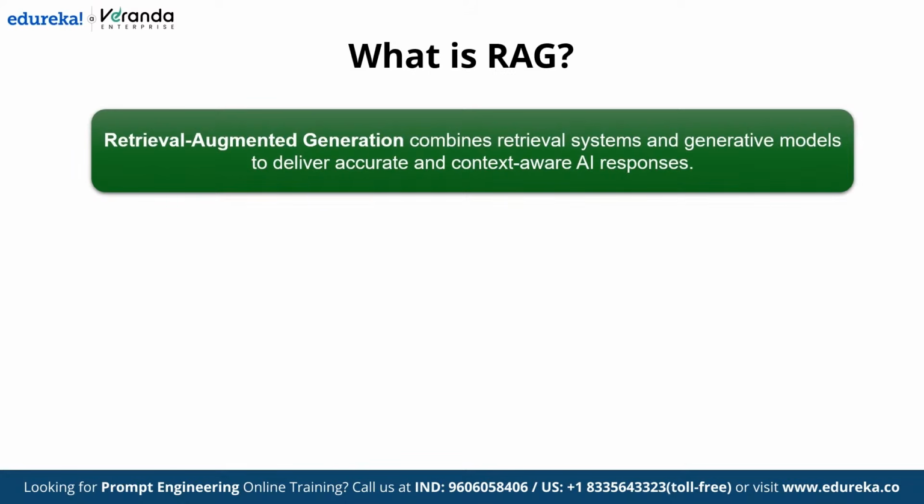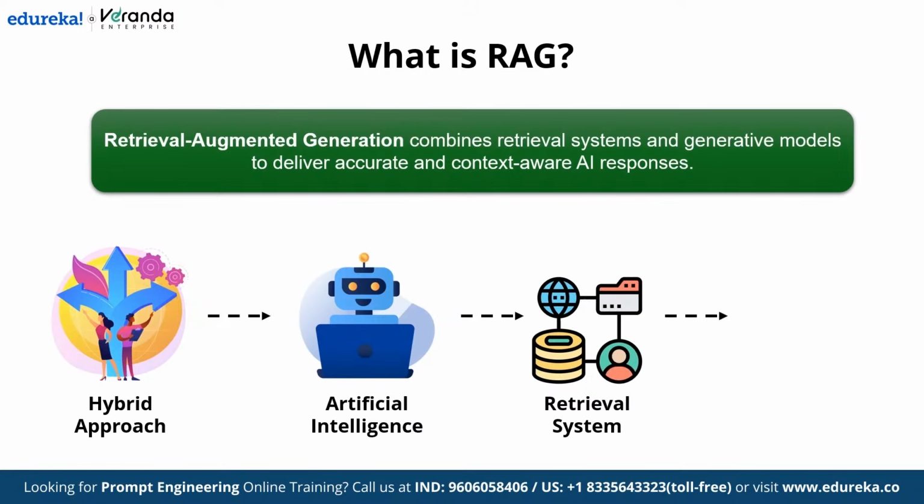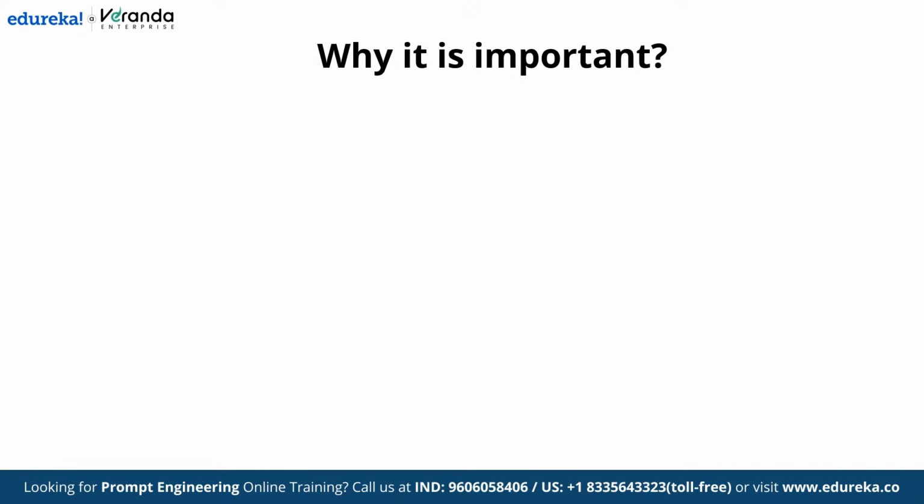Now let's understand it with the help of a diagram. It's a hybrid approach involving artificial intelligence that combines a retrieval system with a generative system to produce highly accurate responses. Now that we know what RAG is, let's explore why it is crucial for large language models and see a real-world example.